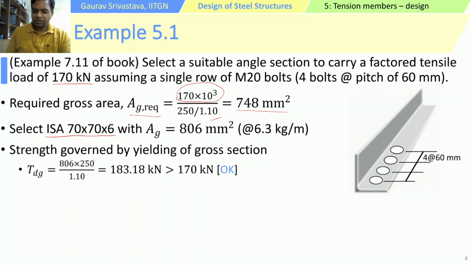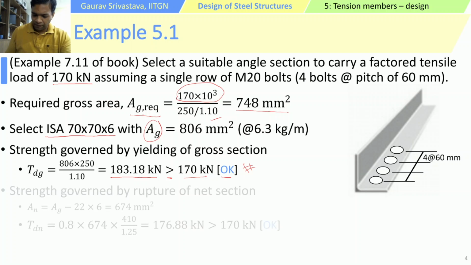For the strength governed by yielding of gross section, although we are checking it here, because we are choosing the gross area to be more than the required gross area, this check is actually redundant. It can be avoided. But as a good practice, it is always good to show the design strength in yielding. It is customary to say okay if the force which comes out is more than the requirement, so that later on you will not recheck that.